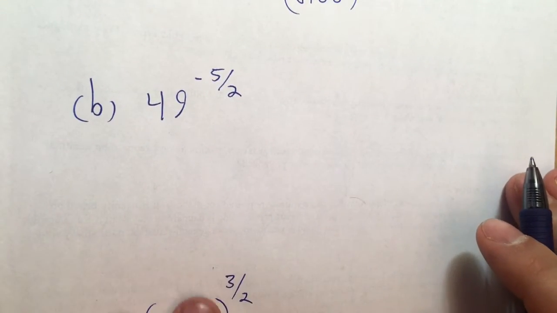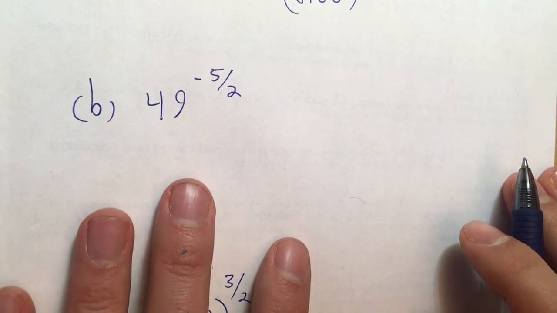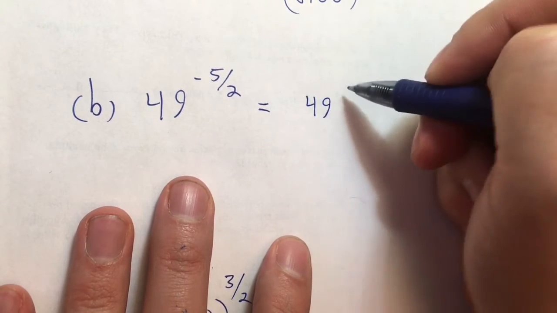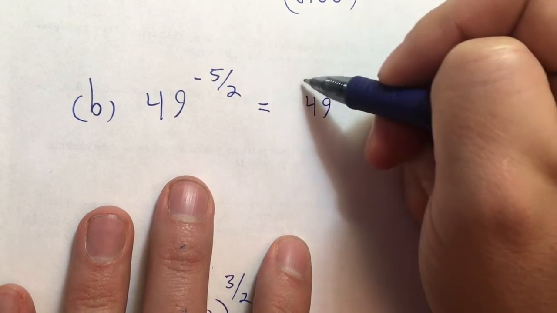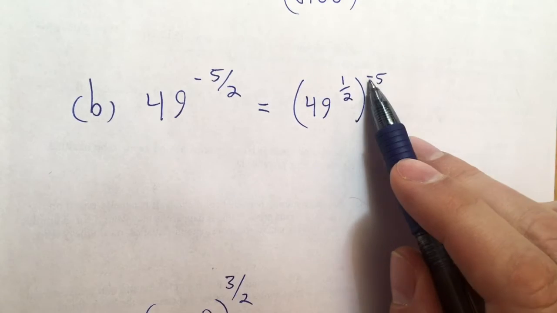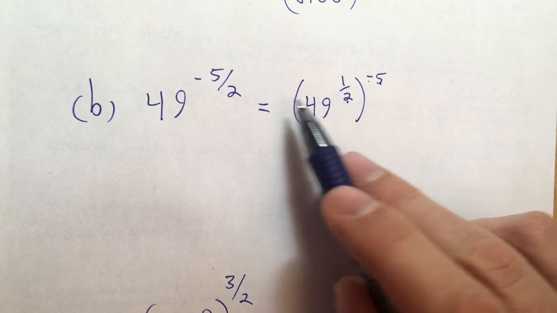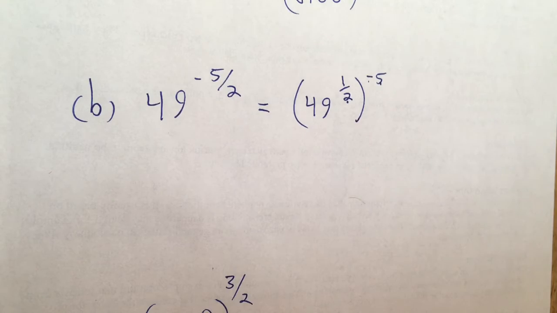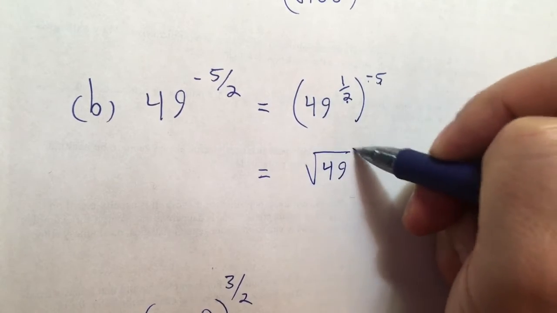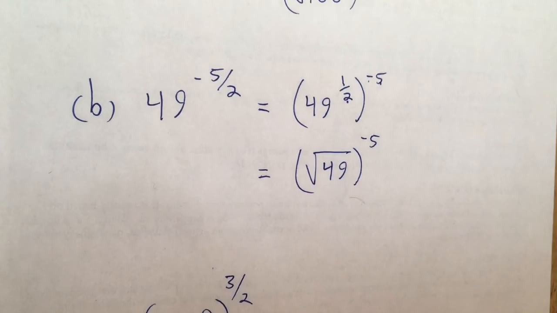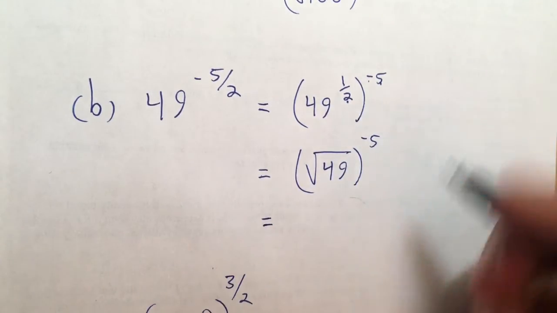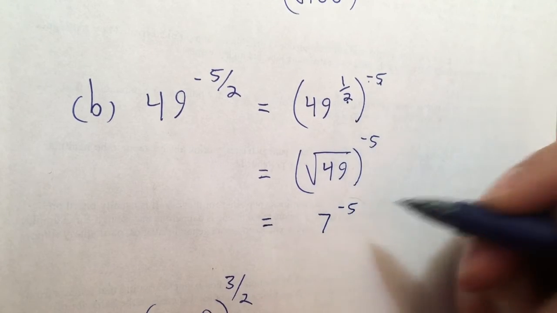We want to simplify 49 to the -5/2. Okay, we're going to break this problem down the same way we did the other one. We're going to write this as 49 to the 1/2 to the -5th power, right? Because -5 times 1/2 is -5/2. Now, what's 49 to the 1/2 power? That's the same thing as the square root of 49. And we know what the square root of 49 is. 49 is exactly 7 squared, so the square root of 49 is 7. So this is 7 to the -5.